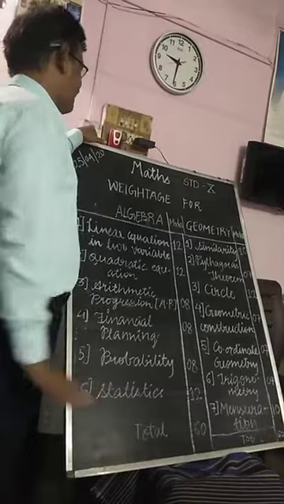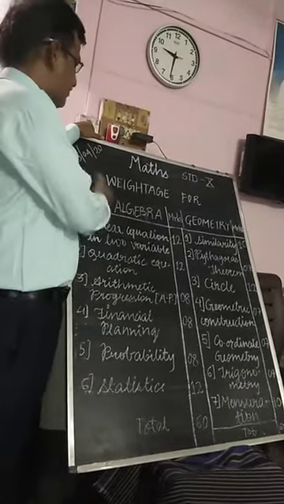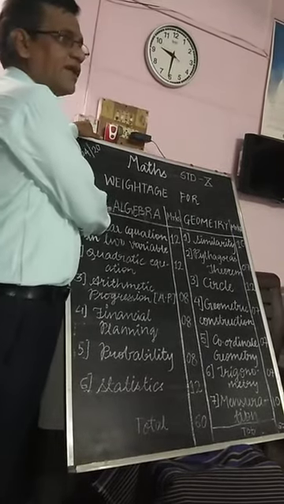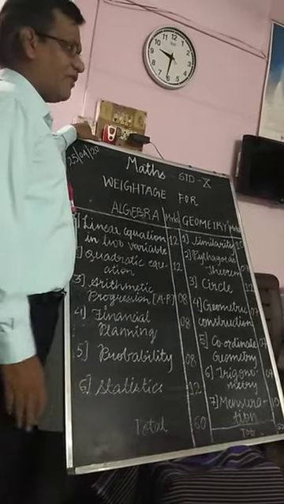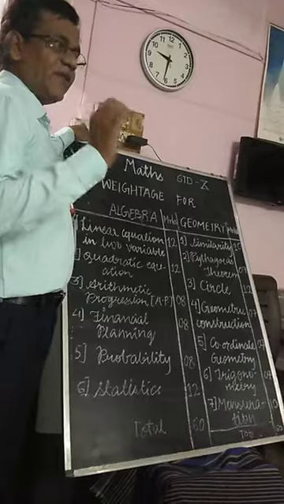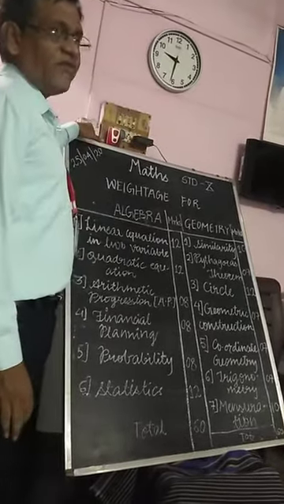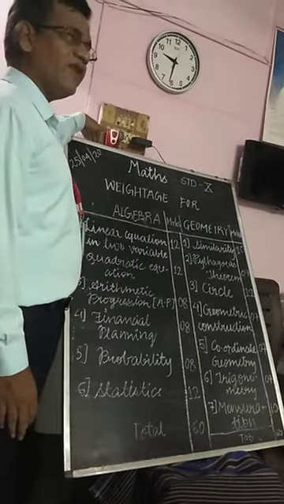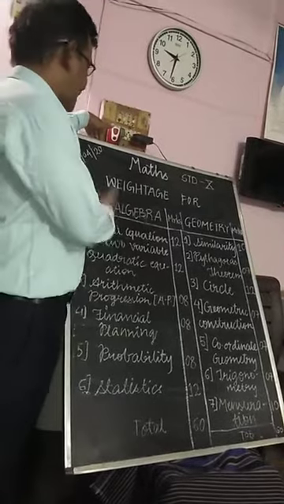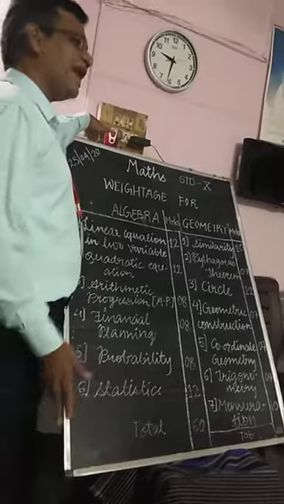The first chapter is linear equation in two variables. So this concept is not new for you. This is already in 9th standard, that is linear equation in one variable. In 9th standard it was only the linear equation in one variable, but here there are two variables. When we solve the equation in one variable, we find the value of only x or y. But in 10th standard, we find the values of both variables, x and y.